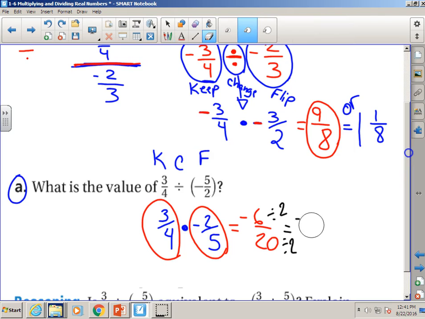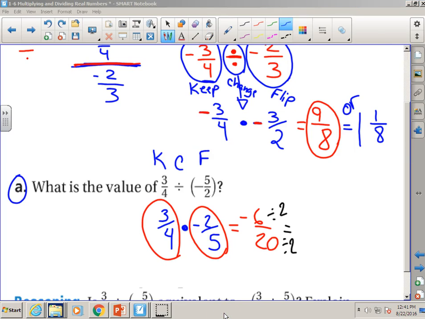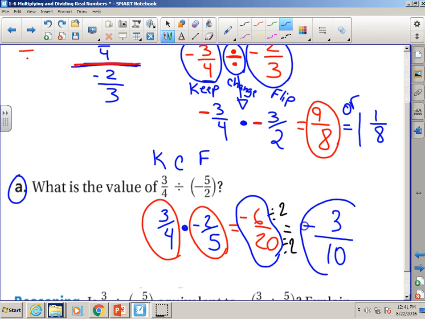Let me change colors so you could see the fraction. We're going to carry that negative over. And 6 divided by 2 is 3. 20 divided by 2 is 10. And again, my original answer was a negative fraction. My final answer should also be a negative fraction. All you're doing is simplifying.